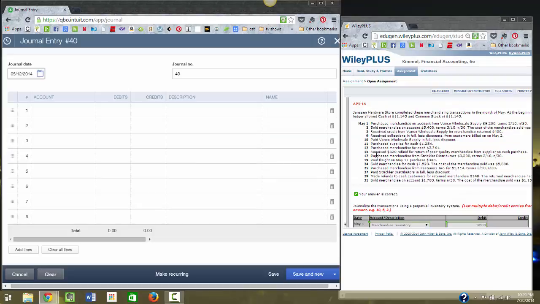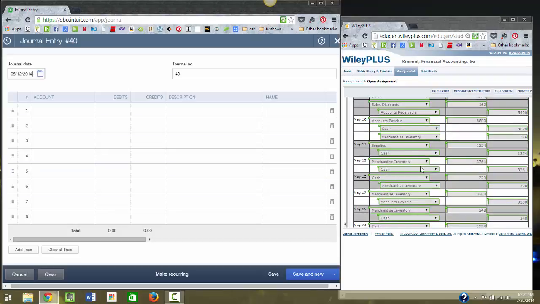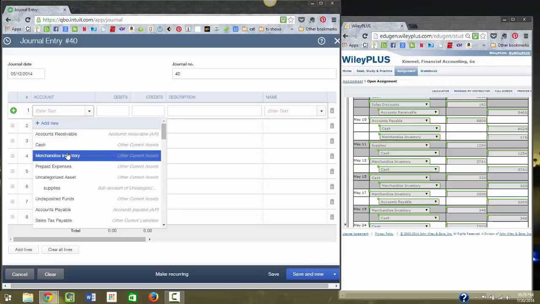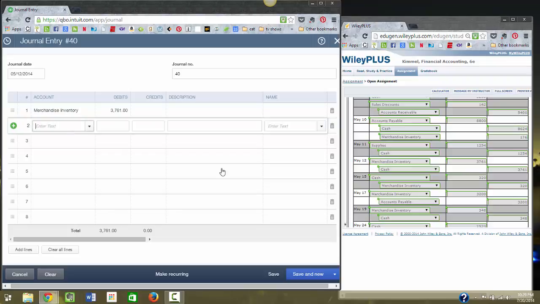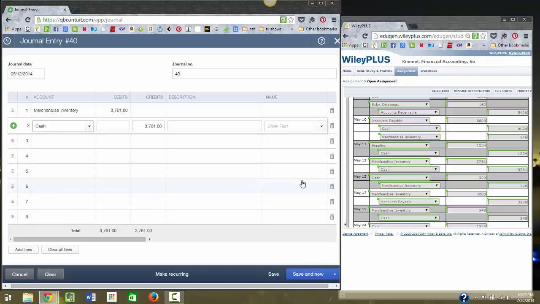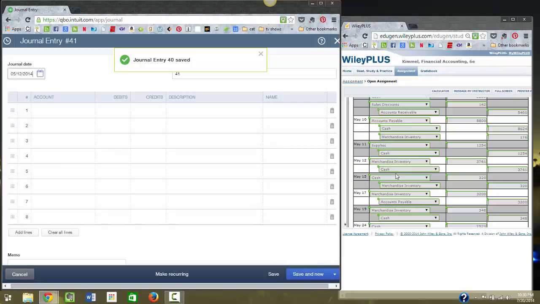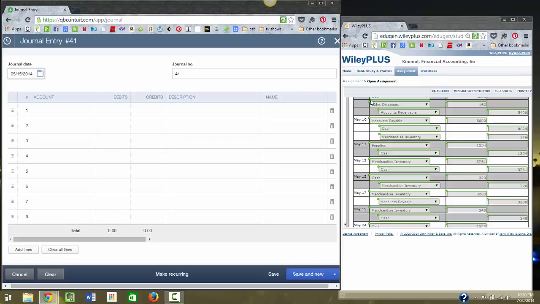Okay, and what do we have going on? We have purchased merchandise for cash, $37.61. Okay, so we're going to come over here and merchandise inventory, we're going to debit for $37.61. Okay, and we're going to credit cash for that same amount, and it will do that for us. And then 5/12, the correct date, and we can move on. Okay, next up we have May 15th, so we're going to change the date, May 15th.